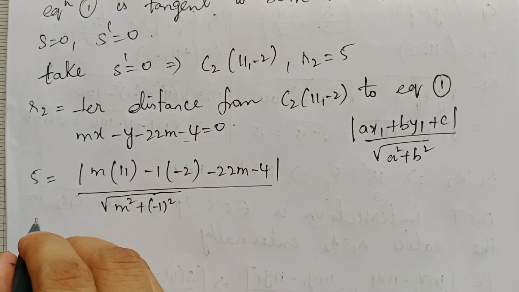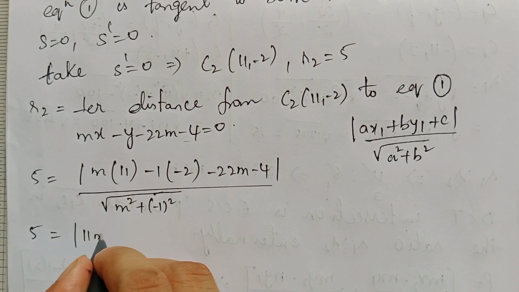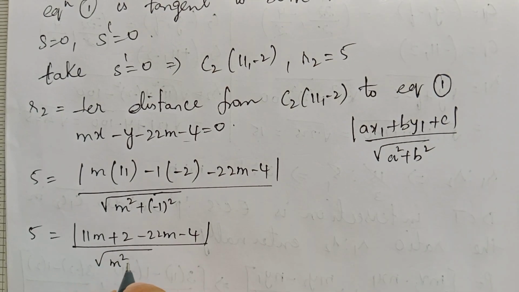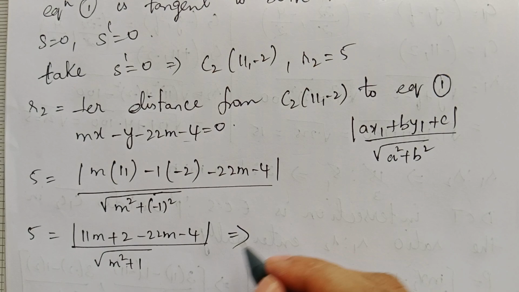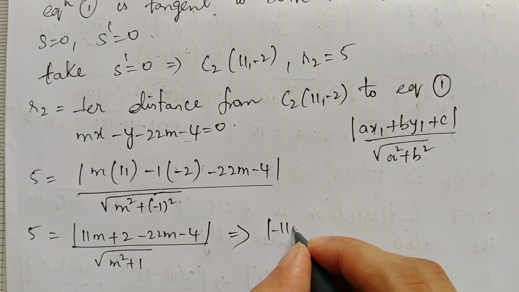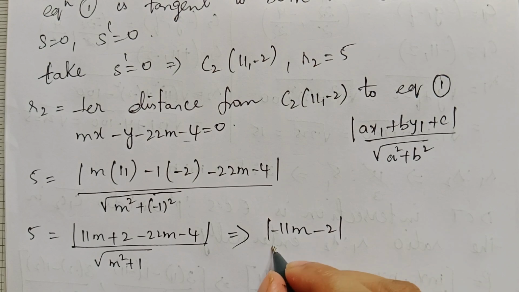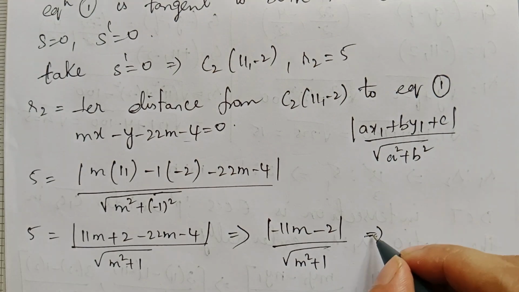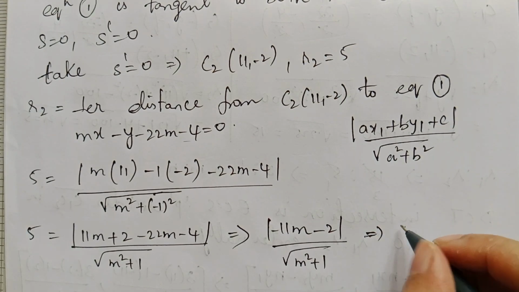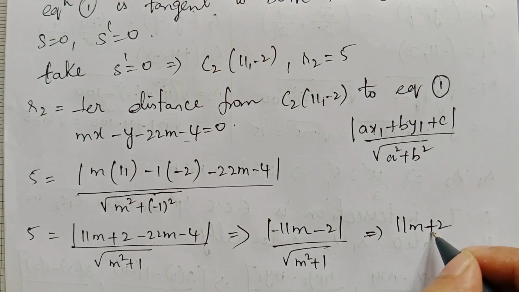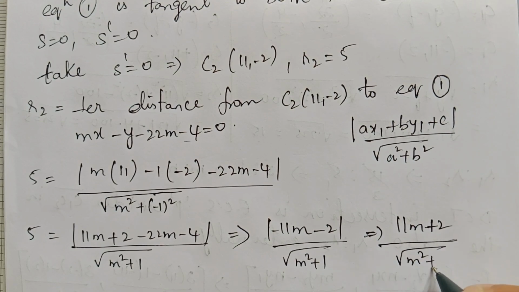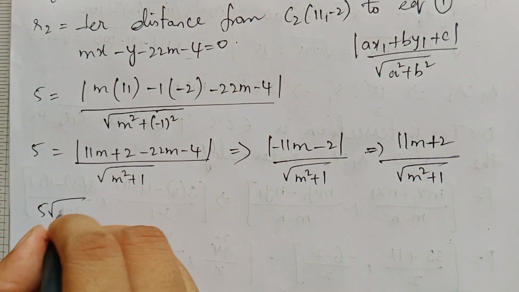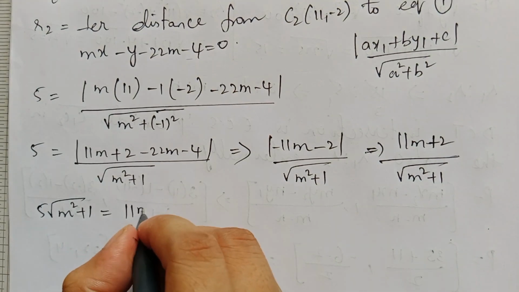So this can be written as 5 is equal to mod of (11m plus 2 minus 22m minus 4) by root of m square plus 1. So this is equal to 11m minus 22m is minus 11m and here minus 4 plus 2 is minus 2 by root m square plus 1. So if we remove the modulus it will become positive, or if we also take the negative common, it will become positive. It is the same thing, okay? So by root m square plus 1. So now if we cross multiply, this gets multiplied with the 5. So it is 5 into root of m square plus 1 is equal to 11m plus 2.